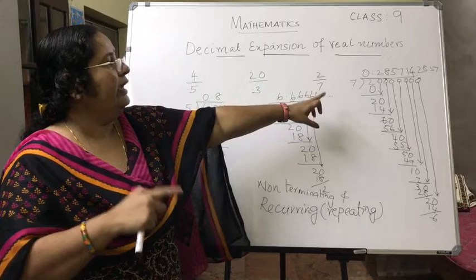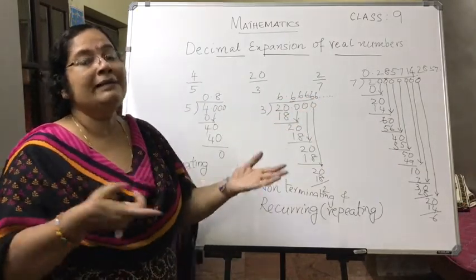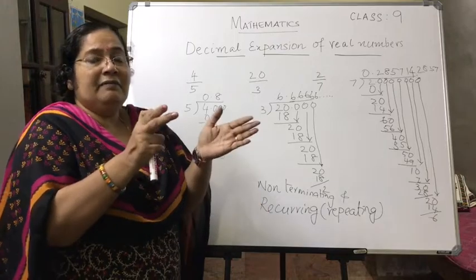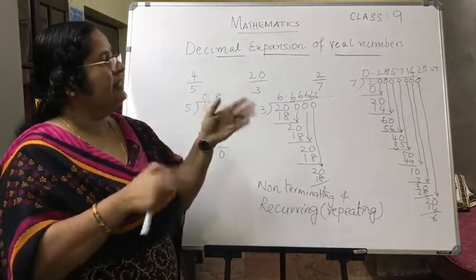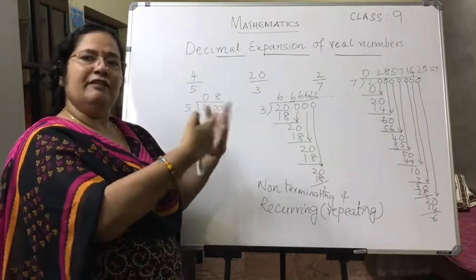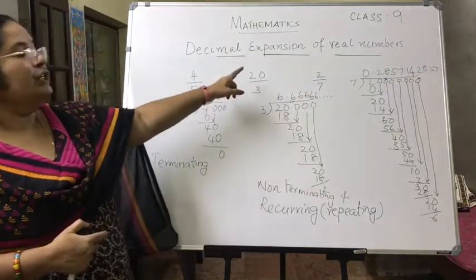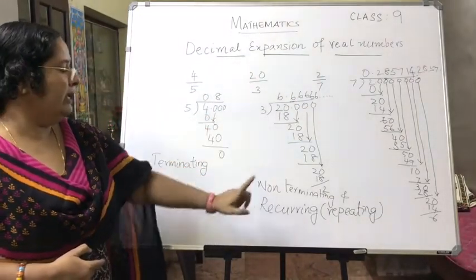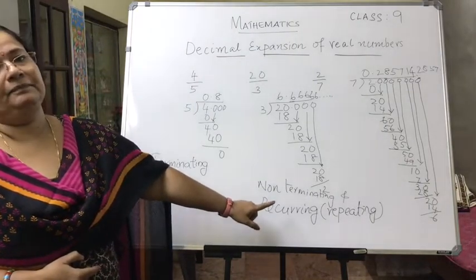And there, how? 2, 8, 5, 7, 1, 4. It is not that the digits are being repeated here and there. The same slot of digits are being repeated. 2, 8, 5, 7, 1, 4. Again 2, 8, 5, 7, 1, 4. It will go on repeating. So such a type of expansion, we call it non-terminating and recurring or repeating.